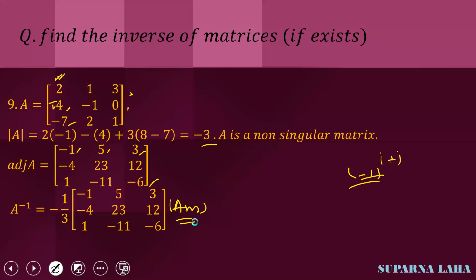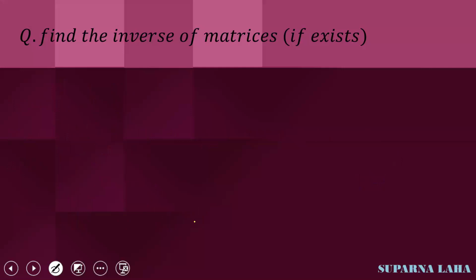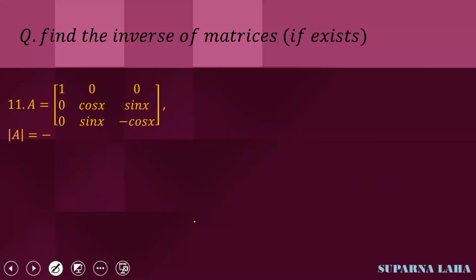Okay. So moving to the next question. Find the inverse. So here 1 0 0, 0 cos x sin x, 0 sin x minus cos x. So first of all, find the determinant value, which is given by minus 1. So 1 into minus cos square x and then minus sin square x. So ultimately it will be minus 1. Definitely it is a non-singular matrix.